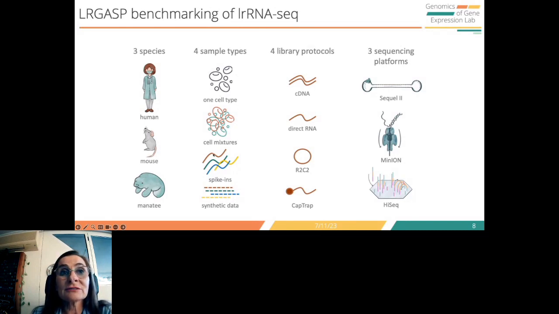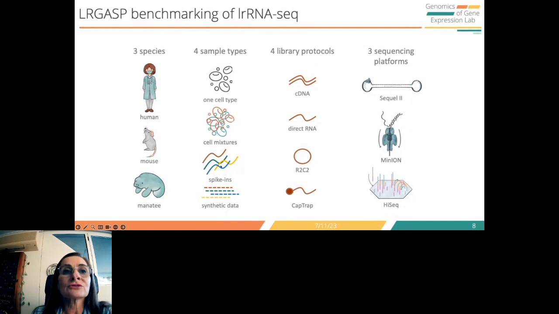We also had different sample types, different cell lines, and mixtures of cell lines. We also had spike-ins, the SIRVs, which are synthetic RNAs that are put in the sample, so we know which ones we are adding to our samples, and then we can evaluate the different methods with them. But we also generated computationally synthetic data with different algorithms that are able to do so.